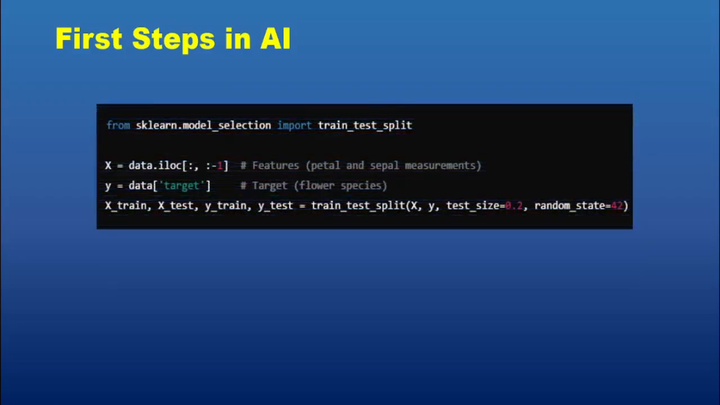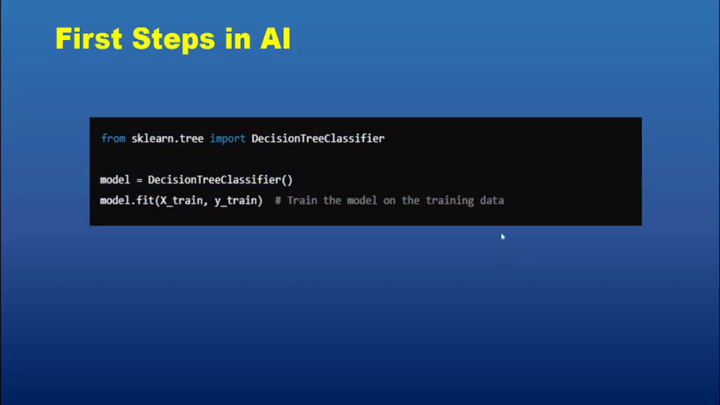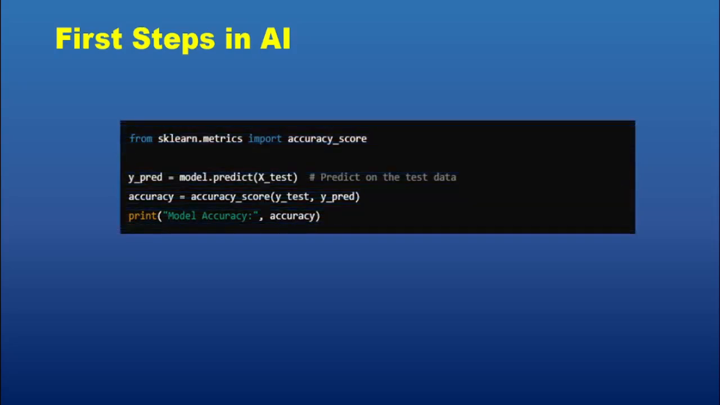Step 2. Split the data. We'll divide the data into 2 parts, one for training the AI and one for testing it. Step 3. Train a model. We'll use a decision tree algorithm, which is simple and easy to understand. We are calling a function called decision tree classifier to do the work for us. Step 4. Evaluate the model. After training, we test the model to see how well it performs. If the accuracy is high, the model is good at classifying flowers.